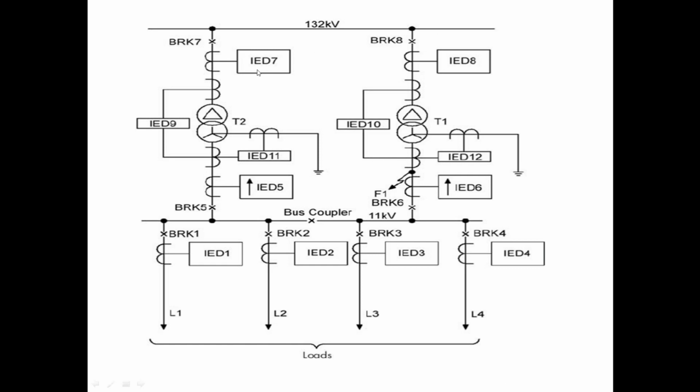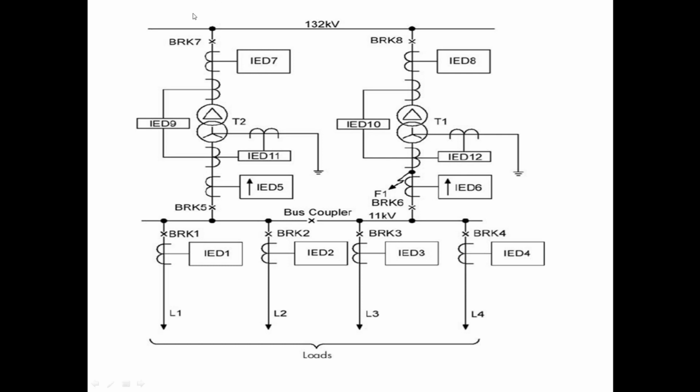This is a general power distribution from the upstream to the downstream. Here the upstream will be the 132 kV and the downstream will be the 11 kV substations. So maybe this feeder, this 132 kV switchgear, will be the power generating area, and this is the 11 kV on the receiver side.